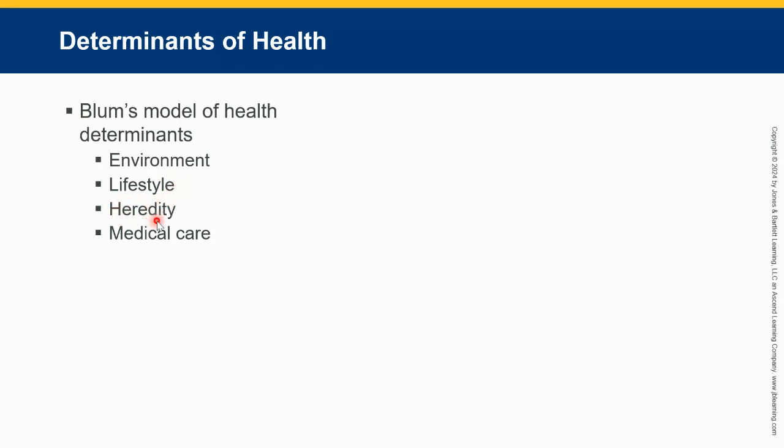Number 3, the third most important, is hereditary or genetic factors. There are genetic factors that predispose people to certain diseases, and that is just non-modifiable. And the last one, that is the least, but it still remains a factor.